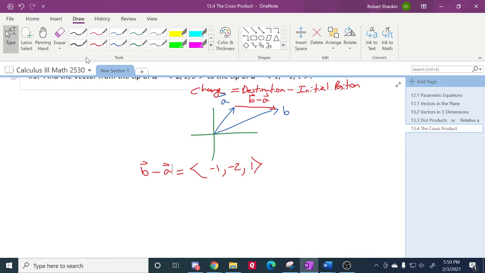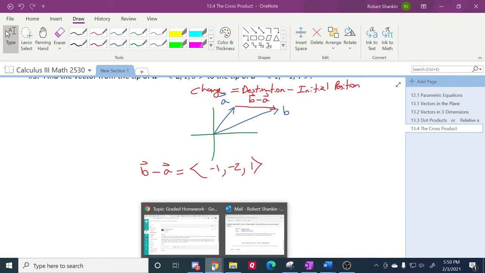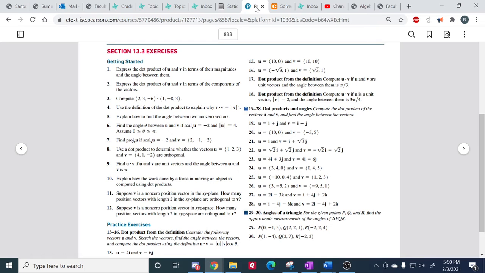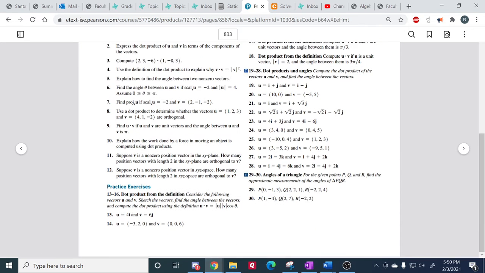So there was one problem, on my homework that I think I did right, but part of my answer didn't agree with the back of the book. Okay. It was number 39 in 13.3. Okay. 39.